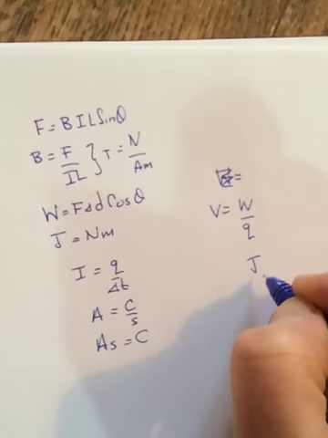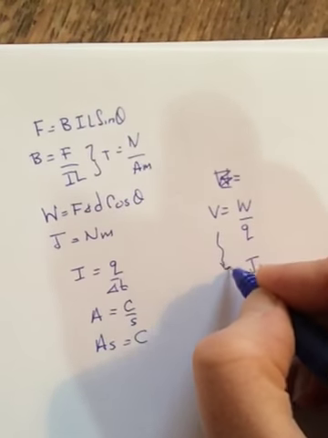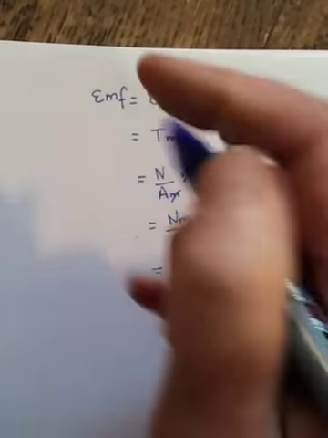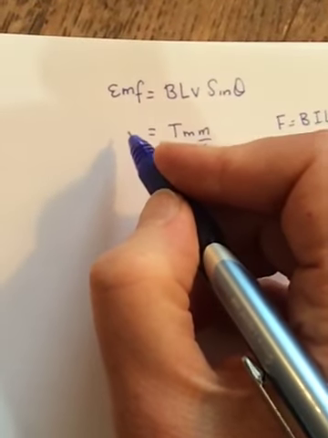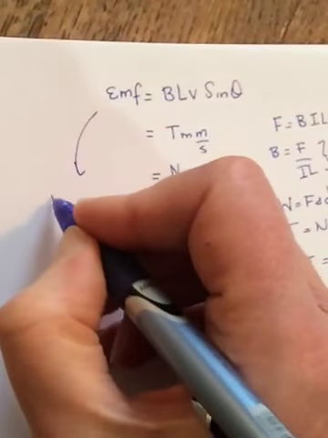Work is measured in joules. Charge is measured in coulombs. Voltage is measured in volts. They called this the electromotive force, but it's not a force. It's actually a potential difference.